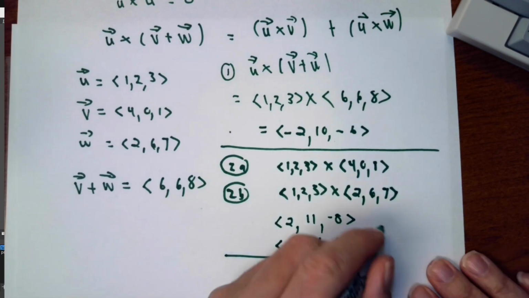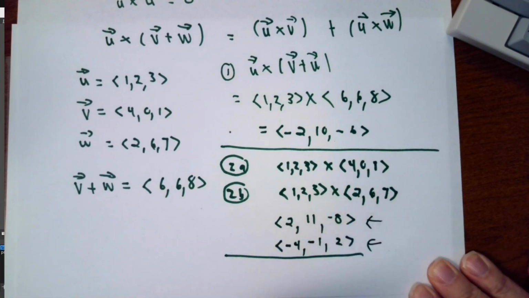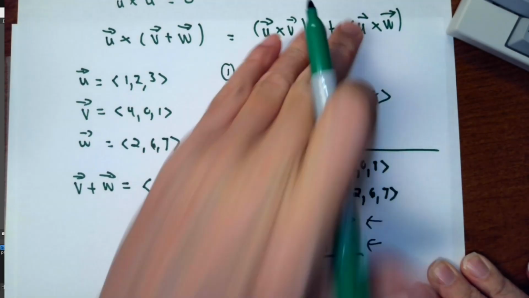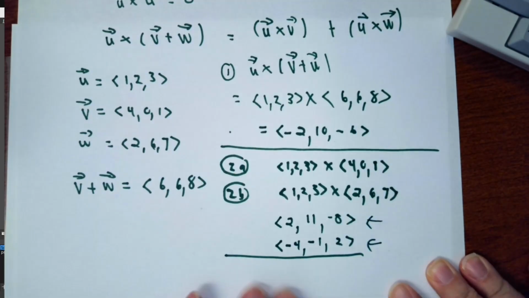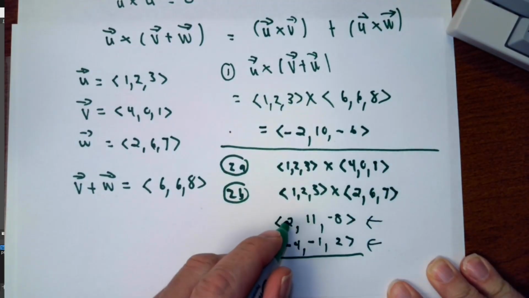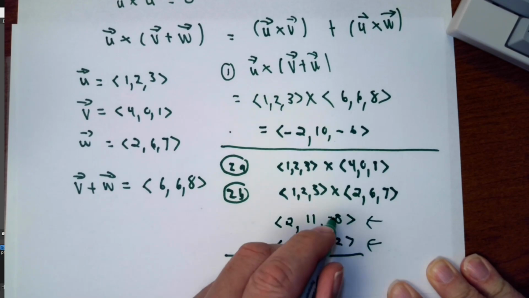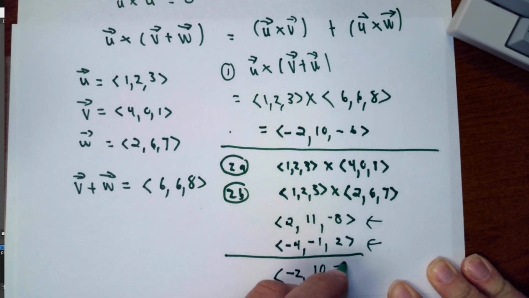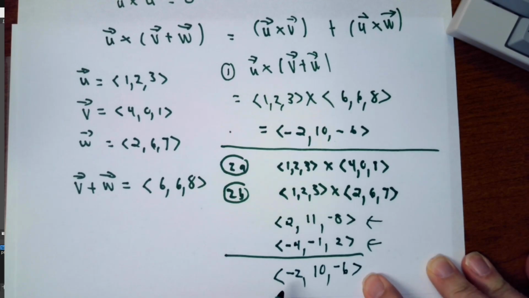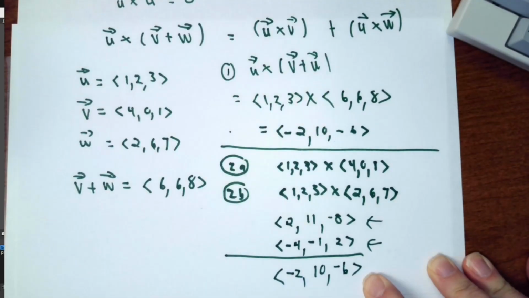And then to get the right-hand side of the equation, I have to add these together. 2 plus negative 4 is negative 2. 11 plus negative 1 is 10. And negative 8 plus 2 is negative 6. This is the vector u cross v plus the vector u cross w. It is the right-hand side.